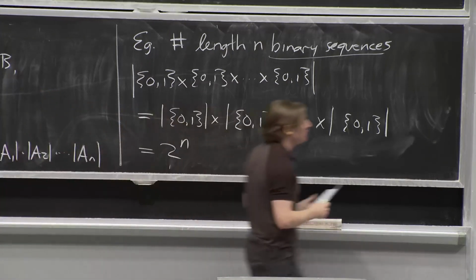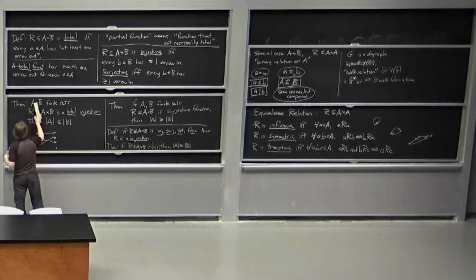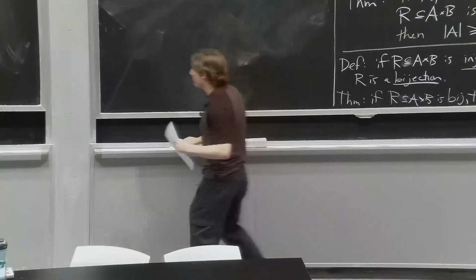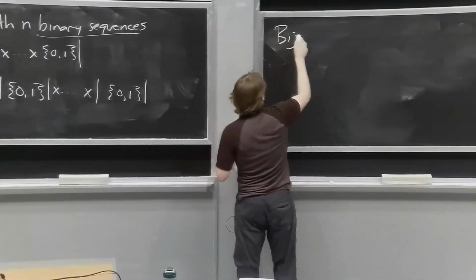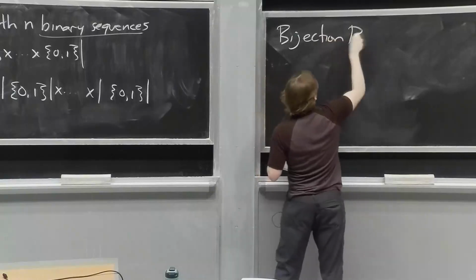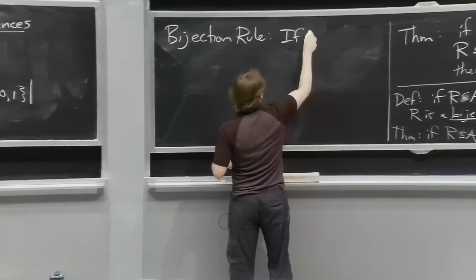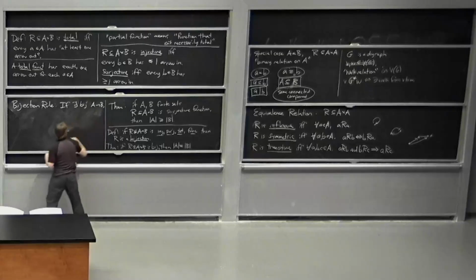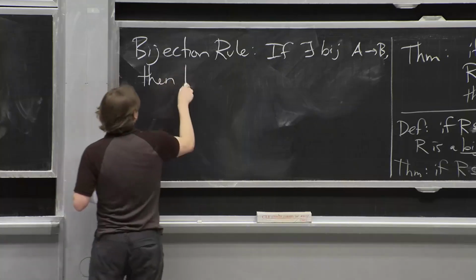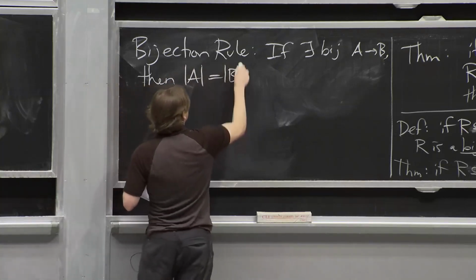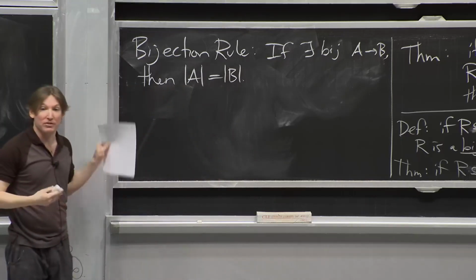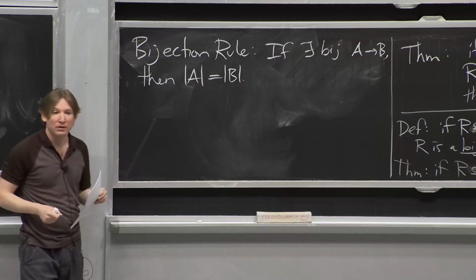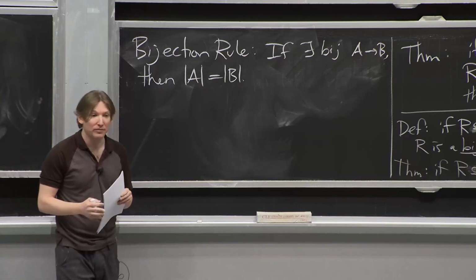Next, let's look at the bijection rule. If there exists a bijection from A to B, then A and B have the same size. This is what that first shepherd was doing. If there exists a bijection between two sets, the sets have the same size because we're just pairing them up 1 to 1. No one is repeated, no one is excluded.